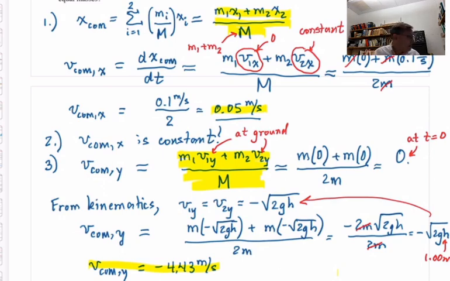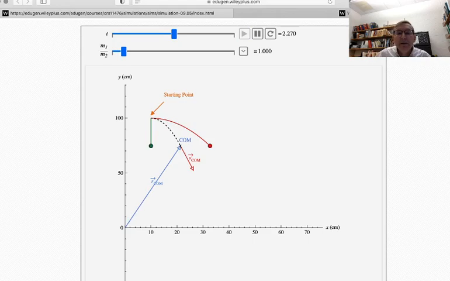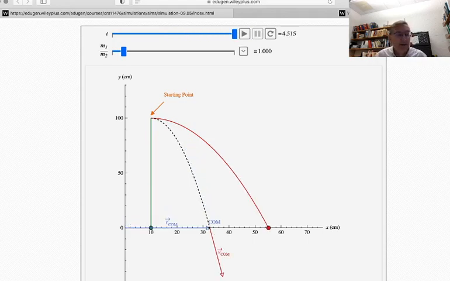Okay, now, let's look one more time at the animation. And run it. Hopefully it will run. There we go. And it does look like, look at the VCOM vector here at the end, just as they reach the ground. It sure does look like the y component is considerably larger than the x component. That's what I want you to see from that.